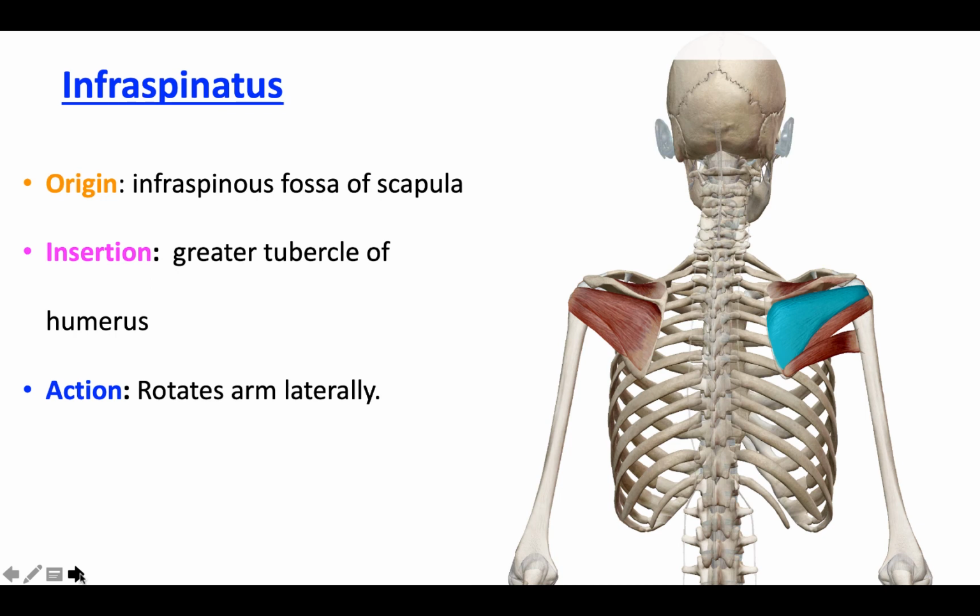The infraspinatus. So we just saw the supraspinatus, which means that it's superior to the spine of the scapula. This one is the infraspinatus. So see that spine right there? The infraspinatus is right underneath, and its origin is on the infraspinous fossa of the scapula. Okay, it inserts into the greater tubercle of the humerus, and it allows us to rotate the arm laterally.